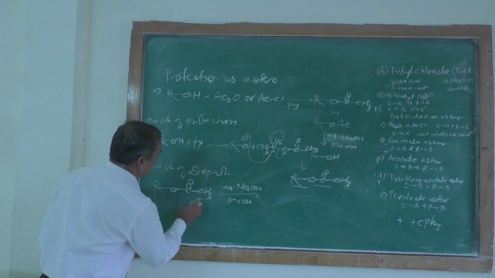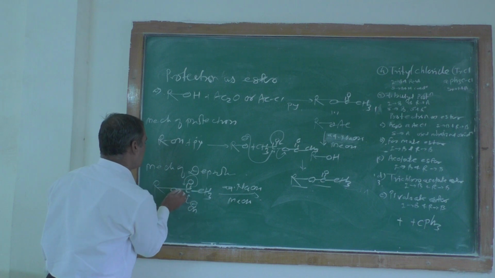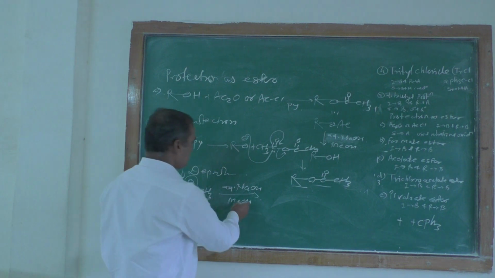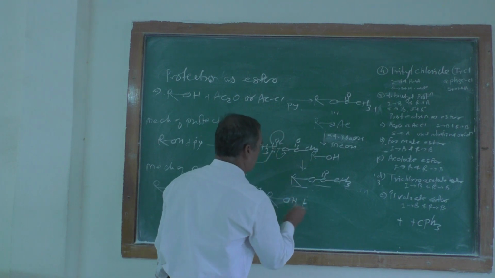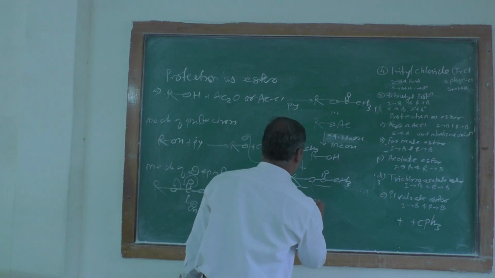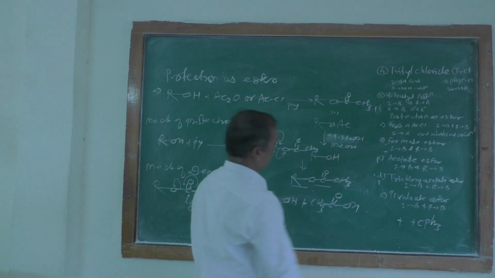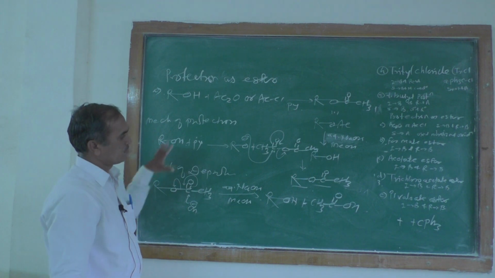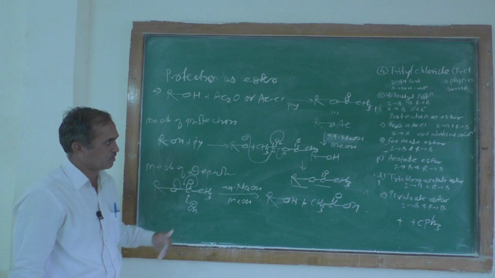OH minus is attacking on this carbonyl group, this bond is moving like this, and here the product we are going to get is ROH, as well as a side product, maybe acetic acid, CH3 C double bond O OH. So this is a simple mechanism for protection as well as deprotection.